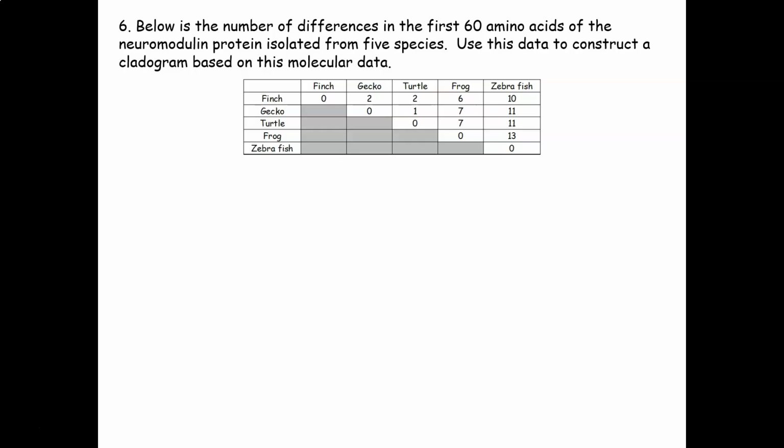Okay, so let's take a look at this one. Again, I'm looking at the number of differences in the first 60 amino acids of a neuromodulin protein isolated from 5 species, and then I've got the table data below. Again, I'm looking at these different species. I have the number of differences between them. Because I'm comparing the same species here, that's why that 0 exists. And these are grayed out because you already have the data over here.